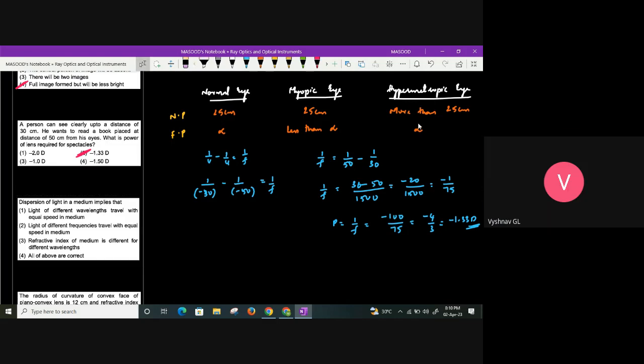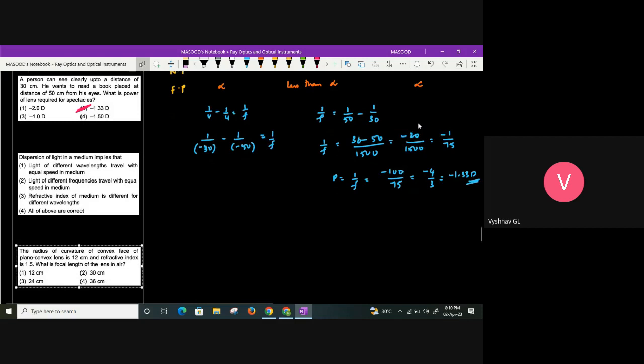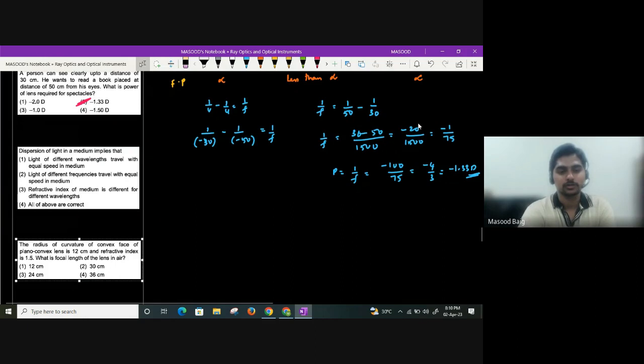So how did it become 100? How did we take the numerator as 100? Yes, so we had got minus 1 by 75. Then how did we get minus 100? If you don't want to take minus also, it's not a problem again.